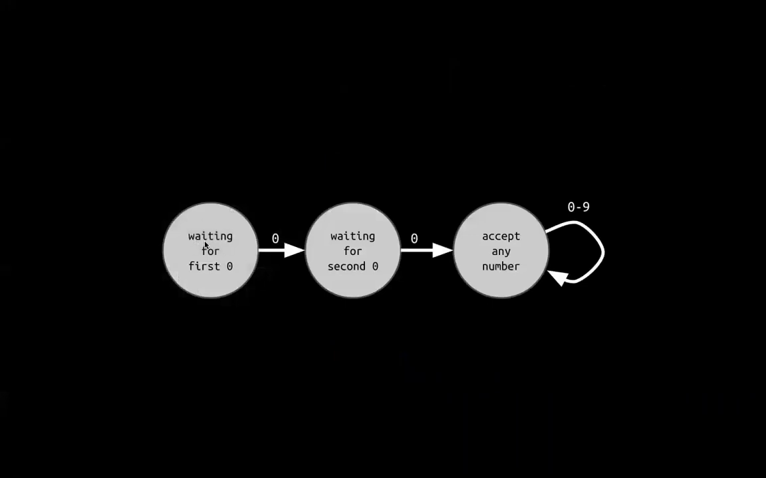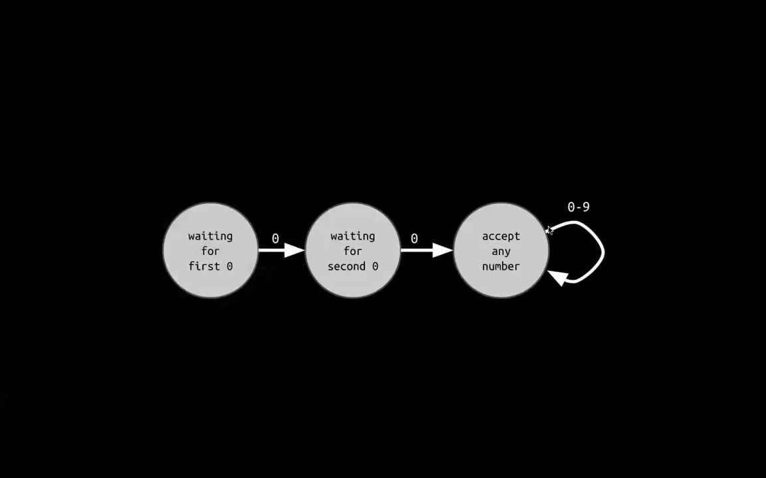We'd start in this circle over here on the far left, waiting for our first number, right? And if we get a 0, we move to the second state where we're still waiting for another 0. If we get a second 0, then we move into this final state where we just accept any numbers. As long as we get a 1 through 9, we're just going to come back into this state.